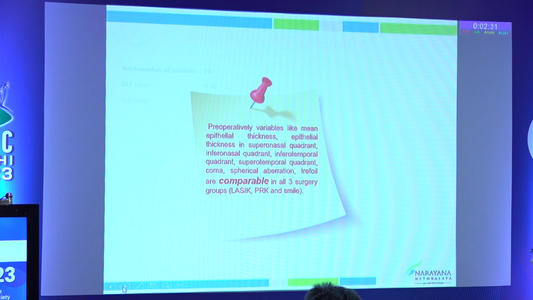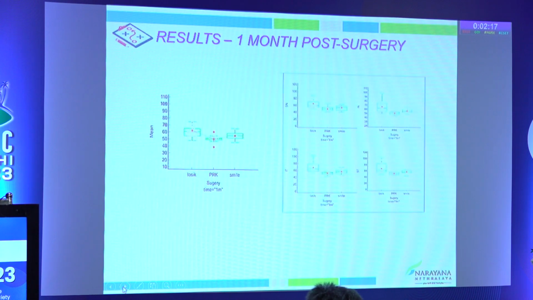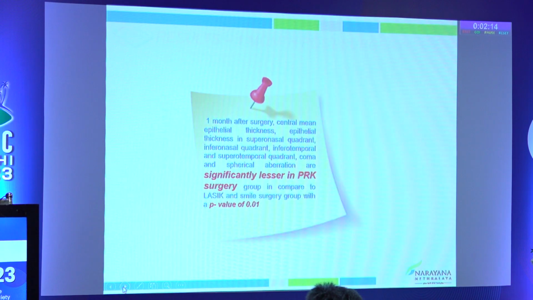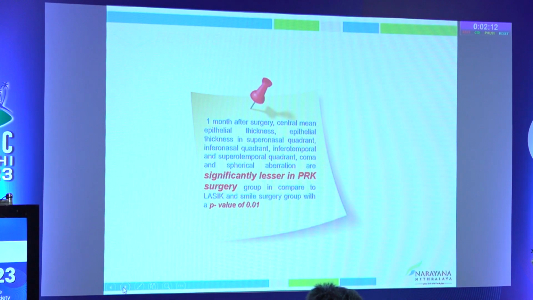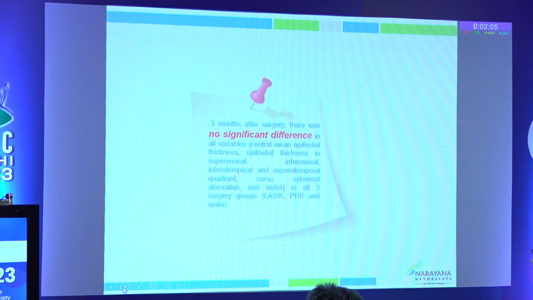All the parameters, which include mean epithelial thickness in all 4 quadrants, along with corneal aberrations, which include coma, trefoil and spherical aberrations, were comparable in all 3 surgery groups. Coming to 1 month post surgery, all these parameters were significantly lesser in the PRK surgery group when compared to the LASIK and SMILE groups, with a p-value of 0.01. And 3 months post surgery, there was no significant difference in any of the parameters among these 3 surgery groups.